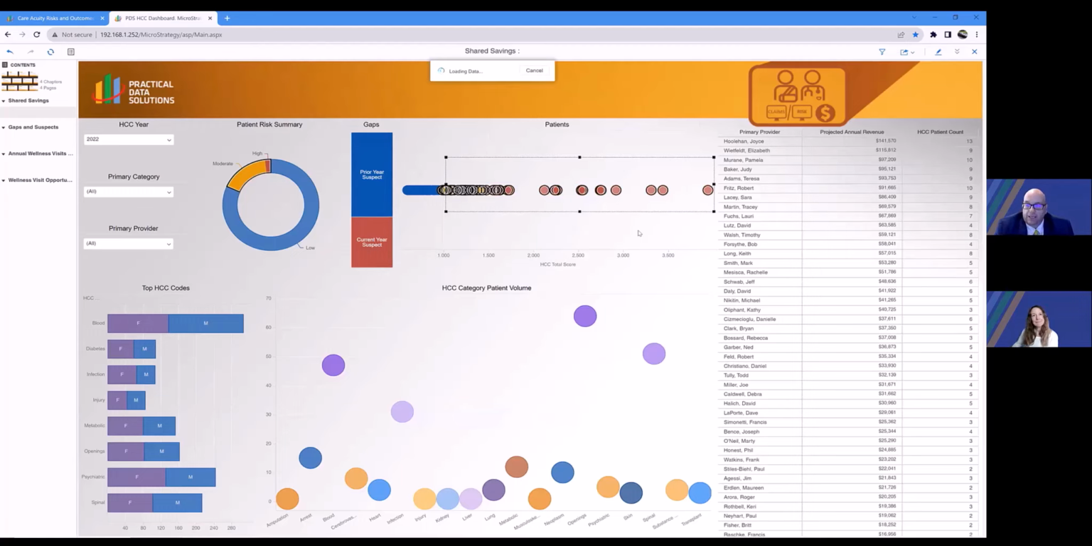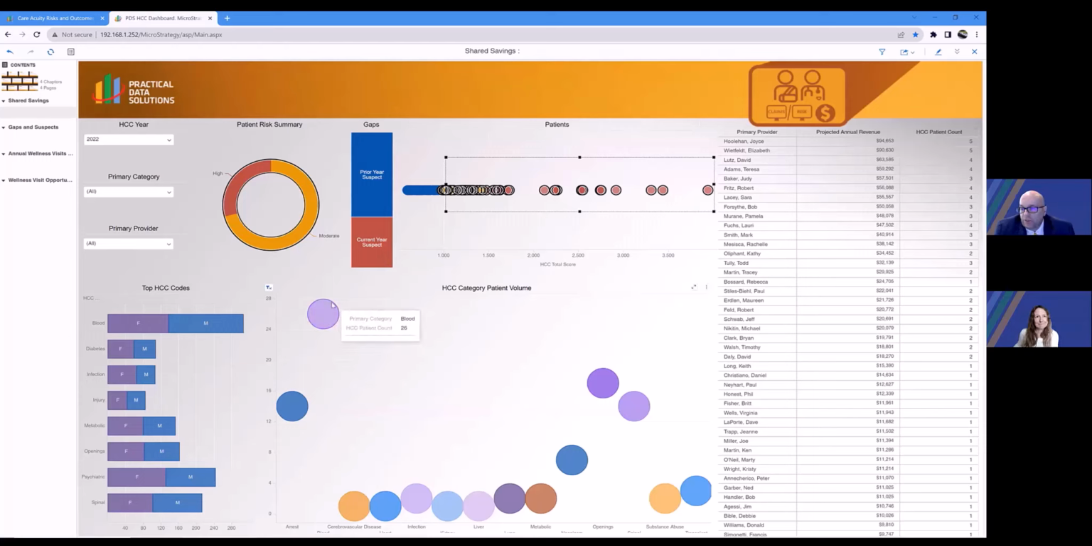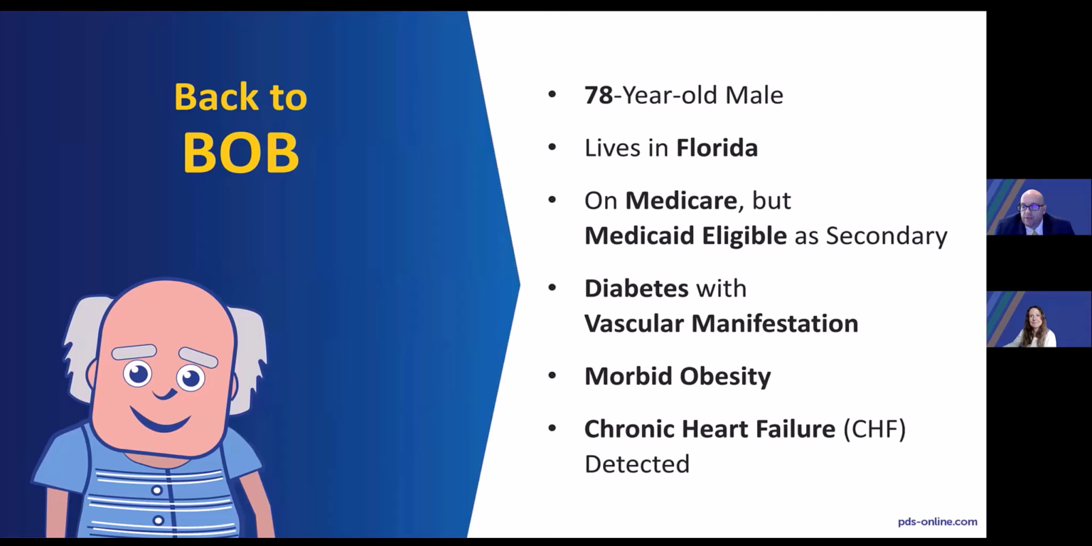But again, I think in the end, what we need to do is understand what these really mean. Every single one of those dots right there isn't a dot, it's a person. And so what we want to do is get back to understanding Bob. So let's take a look at Bob himself. Bob's a 78-year-old male. Bob lives in Florida. He's got diabetes. He's obese. He has congestive heart failure. These are all conditions that we're working with Bob on. Now, we know all of those conditions. Those are in the medical record, but how can we quantify that, and what can we do to help understand the risks that Bob has?